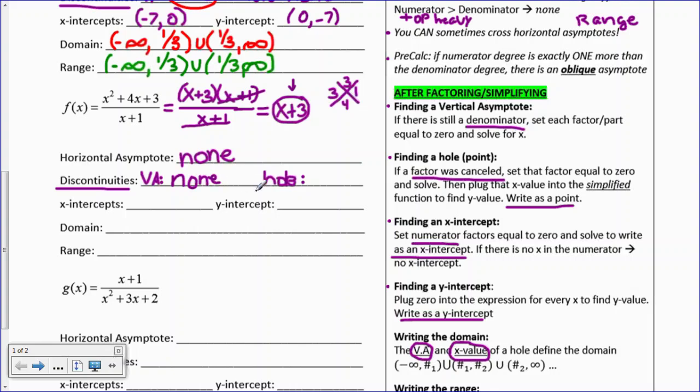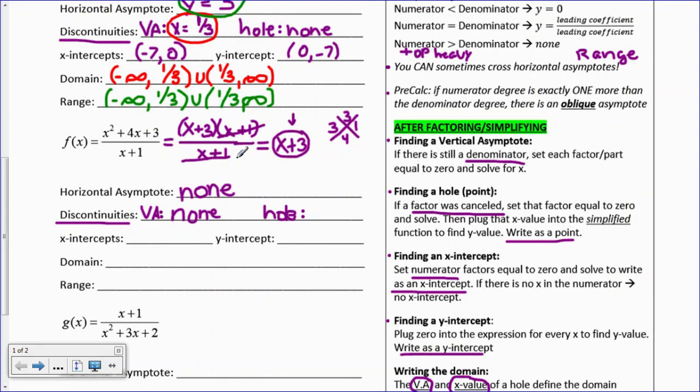That's why it's very important you remember what you're finding in each phase. After you simplify and cancel, there is no denominator anymore. It's just x plus 3. There's no fraction anymore, so you can't have a vertical asymptote if you don't have a fraction with an x in the denominator. That took a little bit of the work away now that we don't have a vertical asymptote to worry about. However, this is an example where we have a hole.